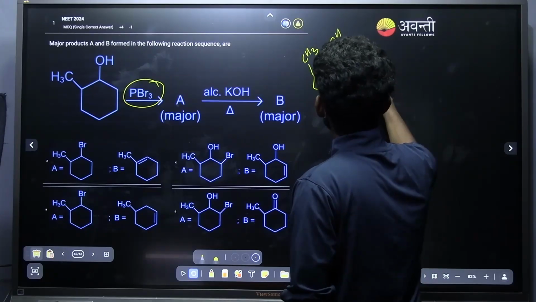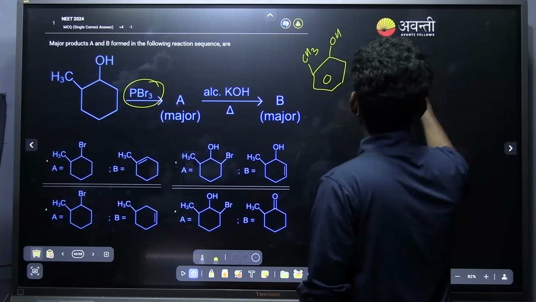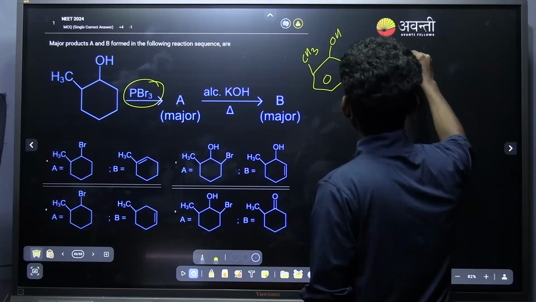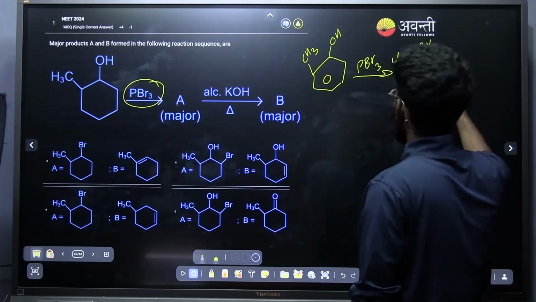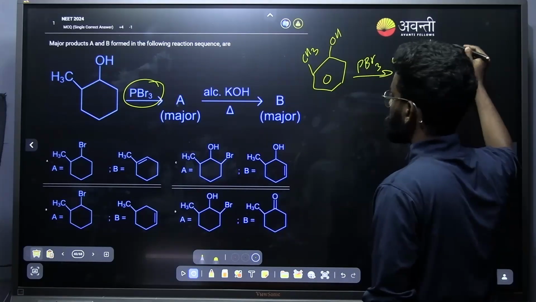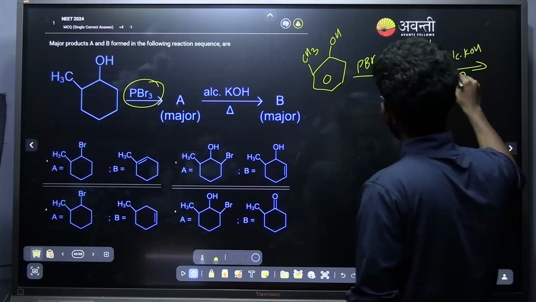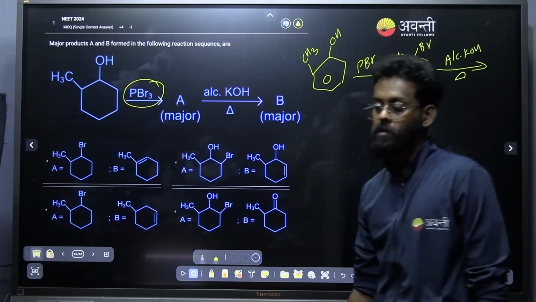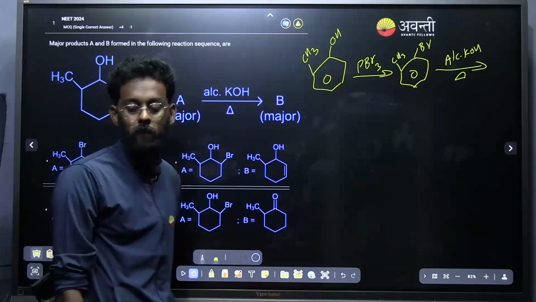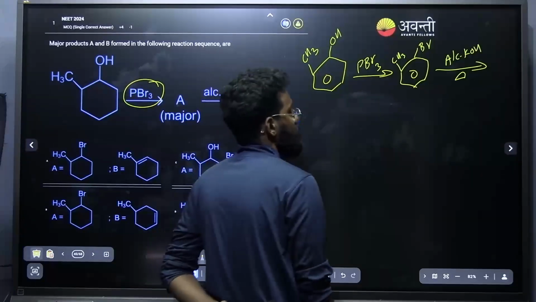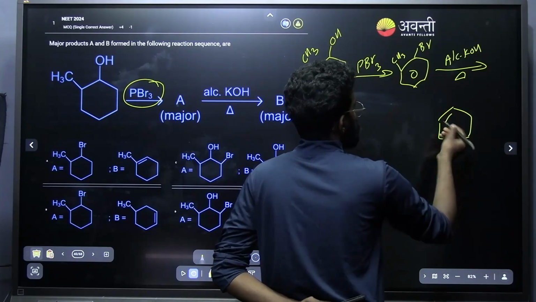CH3, PBr3. Of course, we all know that it is a substitution reaction in which the OH group is substituted. Now this one, on treating with alcoholic KOH, what will alcoholic KOH be doing in the presence of temperature? Yesterday we discussed it. It will be giving an alkene, that is alpha beta elimination.